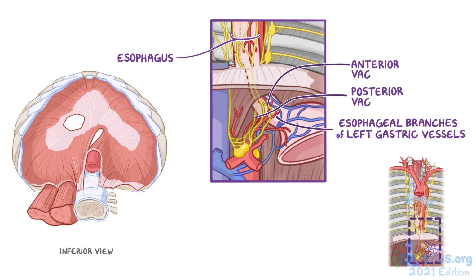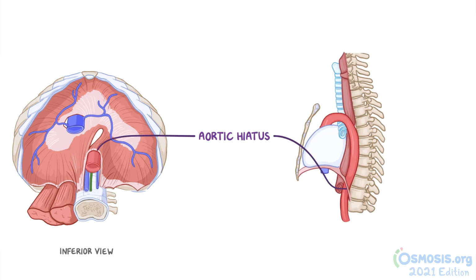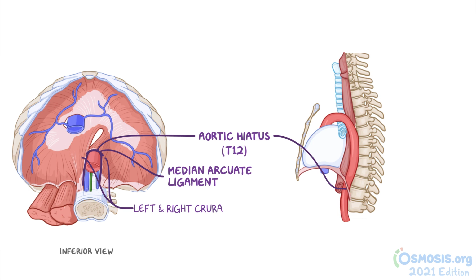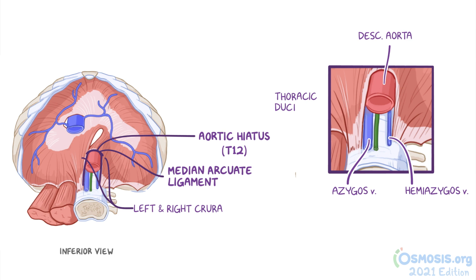The third major opening is the aortic hiatus, which is actually posterior to the diaphragm, located at the level of the T12 vertebra. It is located between the left and right crura, posterior to the median arcuate ligament. The aortic hiatus allows passage for the descending aorta, the azygous and hemiazygous veins, and the thoracic duct.